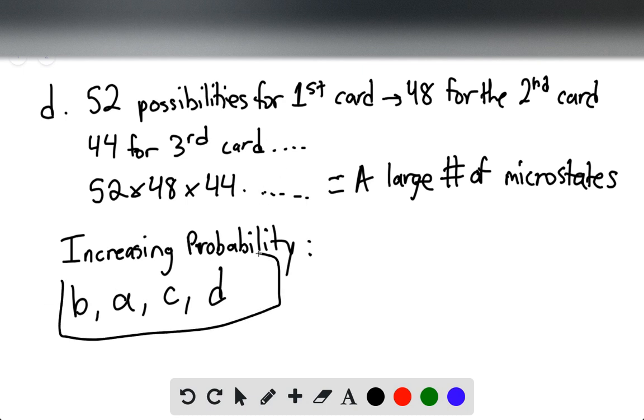So this would be our answer in increasing probability. And that's the end of the solution.